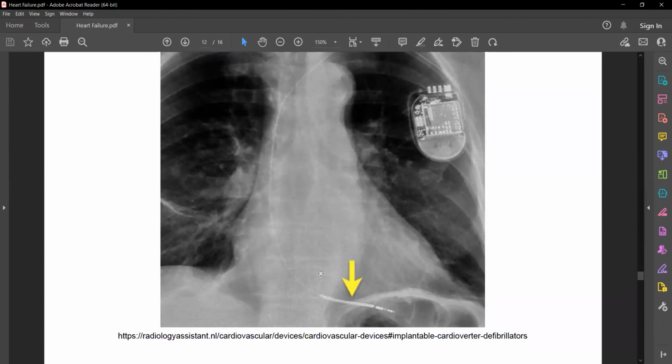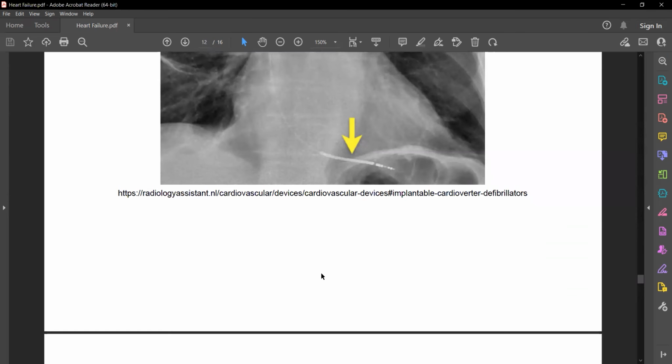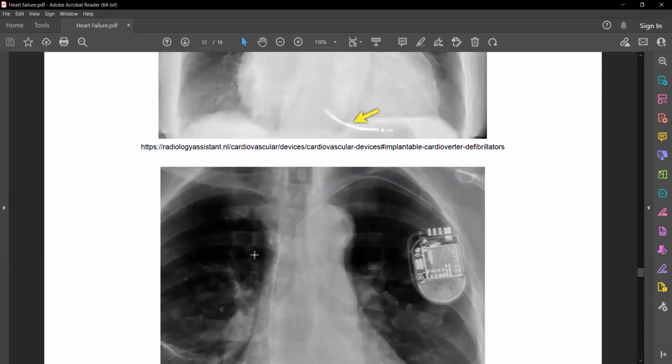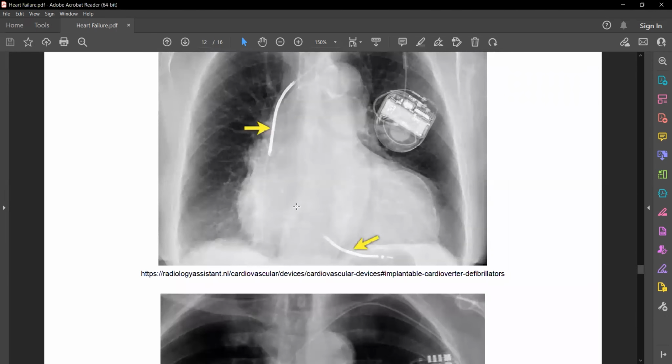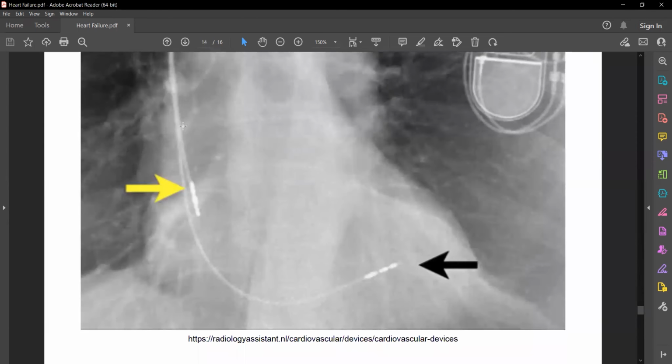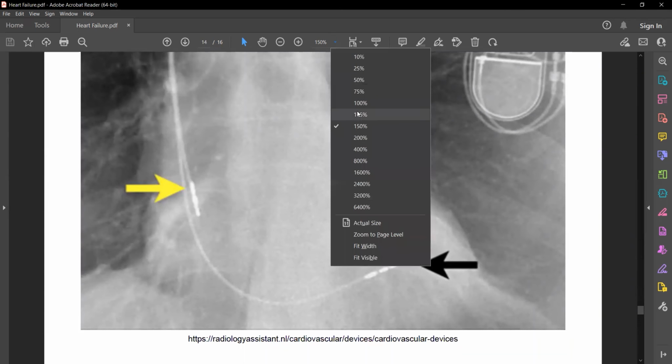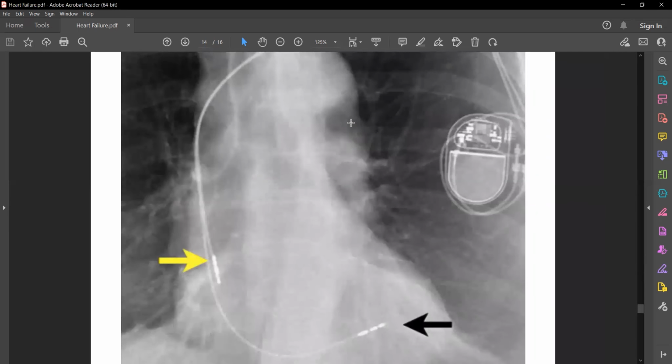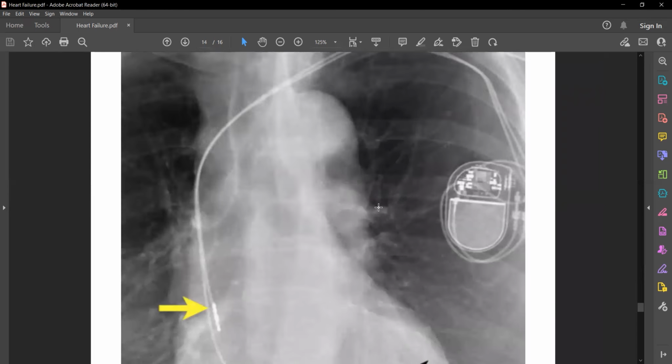Now, how will you differentiate between an ICD and a pacemaker? In a pacemaker, you will not see these huge coils on the X-ray. So this is an example of a pacemaker. You can understand how it is different from an ICD: a pacemaker will have these thin leads. It will not have those coils.